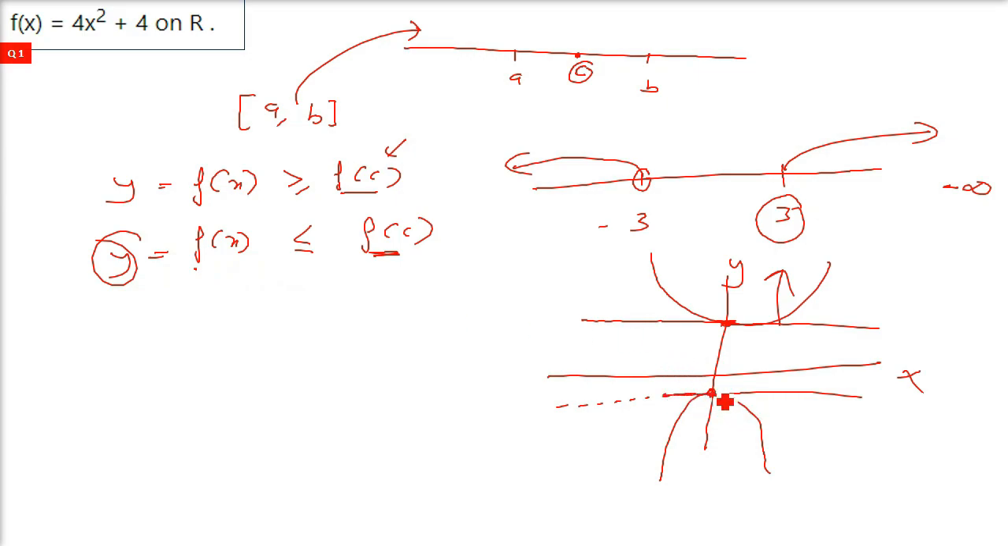Most of the time, when you have a minima, there cannot be any maxima, and when you have a maxima, there will not be any minima. If you have a function with odd power, there will not be any minima or maxima. These are all the concepts you will understand when we solve the questions one by one.